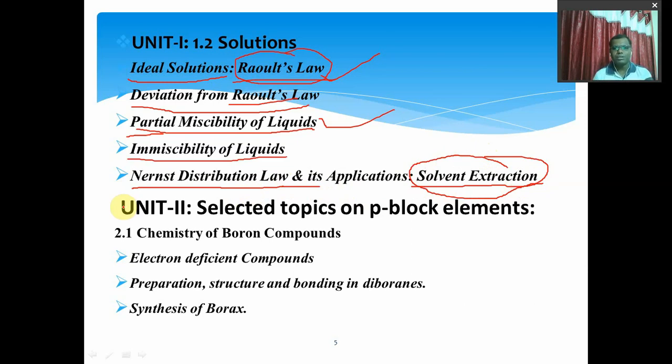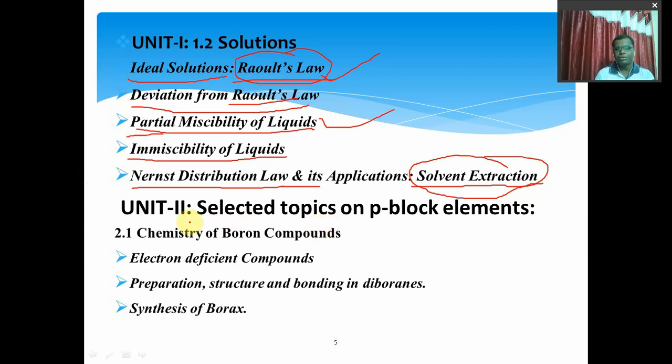Again, I'm going to repeat here, in chemistry paper 2, unit number 1, I'm going to teach you, and in unit number 1 there are two topics. One is chemical kinetics, second one is solutions. These two topics will be taken by me. Again, in the same chemistry paper 2, unit number 2 is based upon inorganic chemistry.